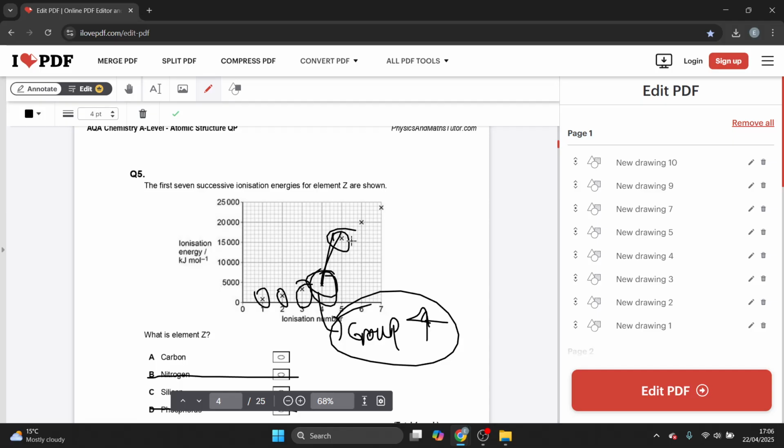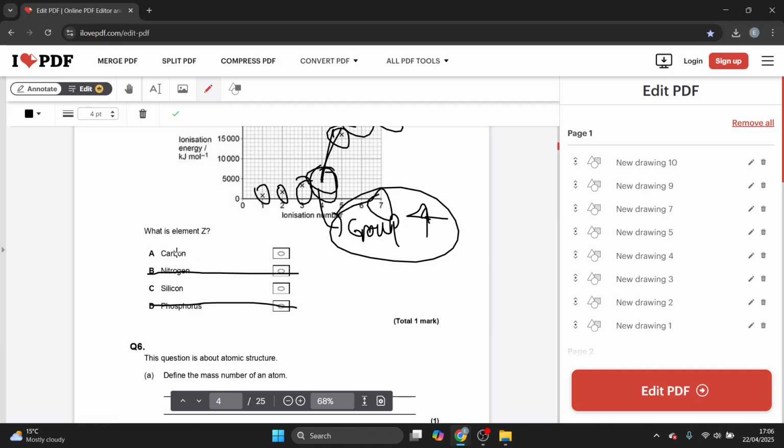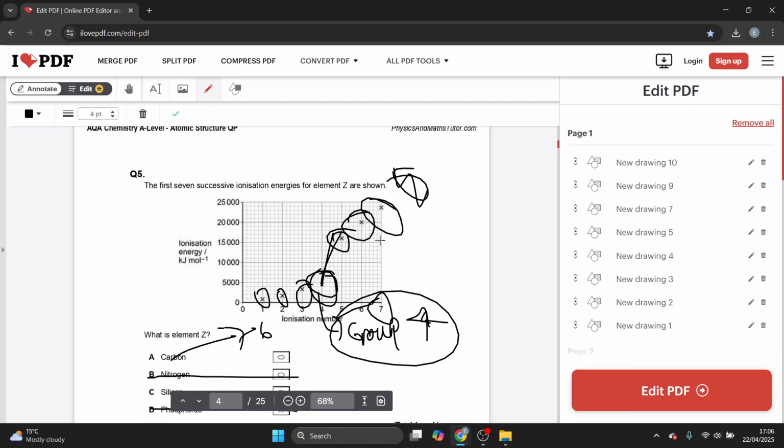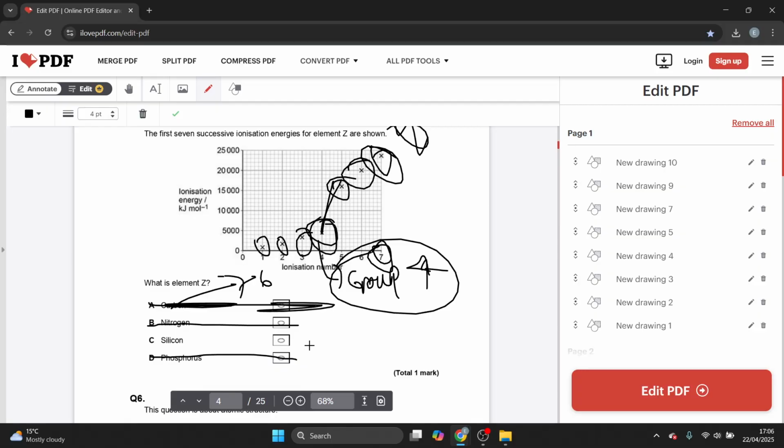That's when the fifth one is being removed from the outer shell. And you can see each time it's being removed from an increasingly positive ion. But I can see it goes up to 7. How many electrons does carbon have? It's got 6. At 7, there's still an electron there, so it can't be carbon. It's got to be silicon.